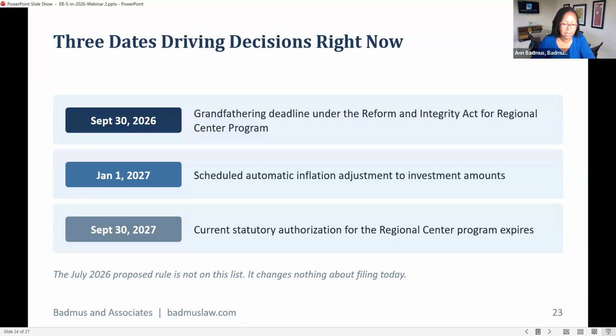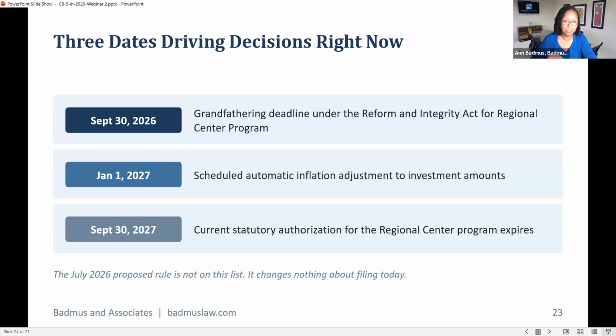It is basically a deadline where petitions filed on or before September 30, 2026 receive statutory protection, meaning that if you file before that date, you are grandfathered under the current Reform and Integrity Act. So that means that things like your investment amount is not subject to the inflation that could happen on January 1st, 2027. And it's also not subject to reauthorization.